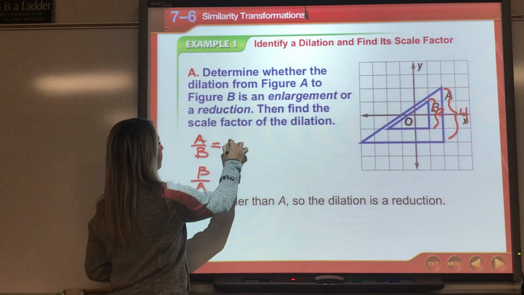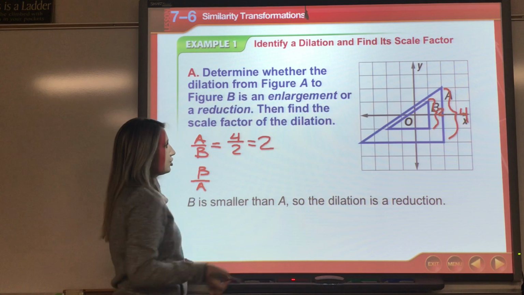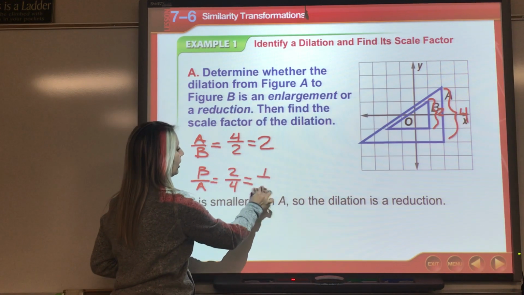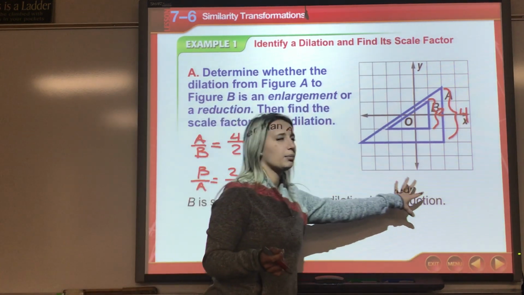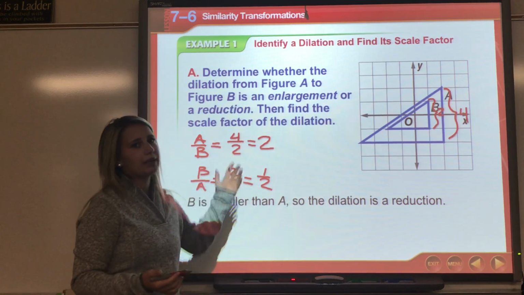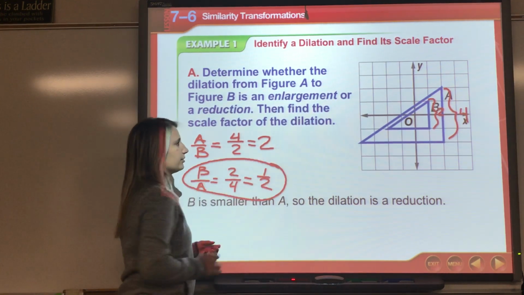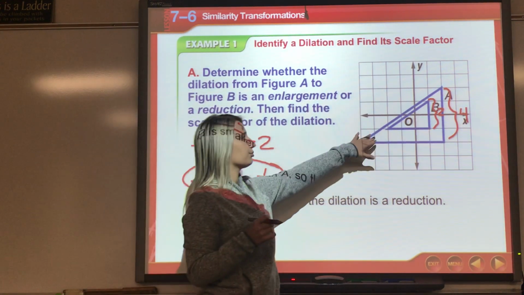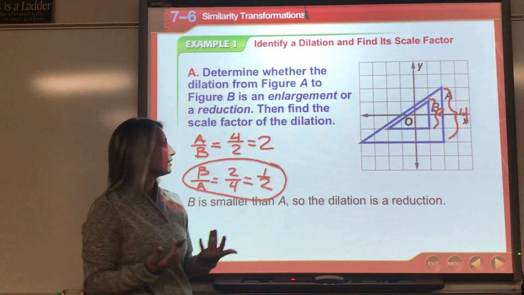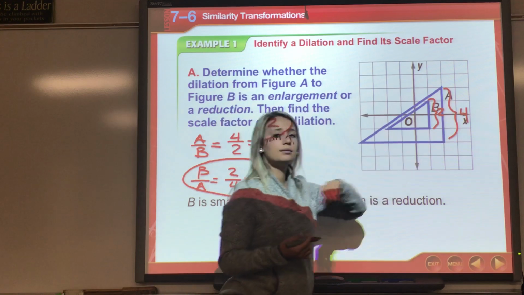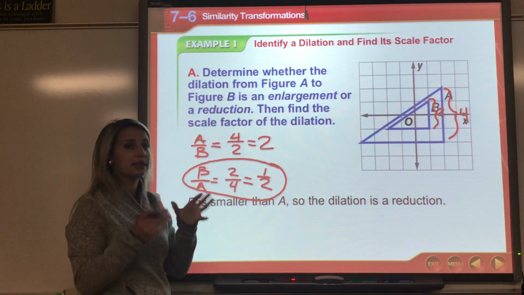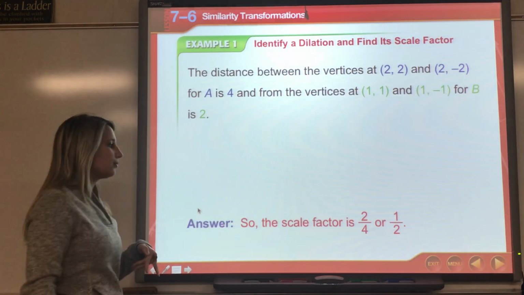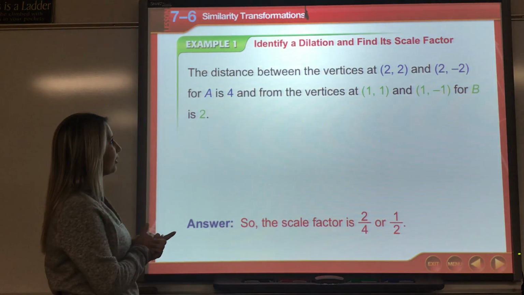So let's just plug in the numbers and see what we get. If we have A over B, we would have 4 over 2, which is 2. And if we have B over A, we would have 2 over 4, which simplifies down to 1/2. Now, since we're talking about a reduction, which one of these would make sense? This 1/2. So what that tells us is we have to take our new image over the original image to find out what the scale factor is. If we were going from B to A, then we would set it up as A over B because that would be growing. So like I said, our scale factor is 2/4 or 1/2, which is what we did on that other page.